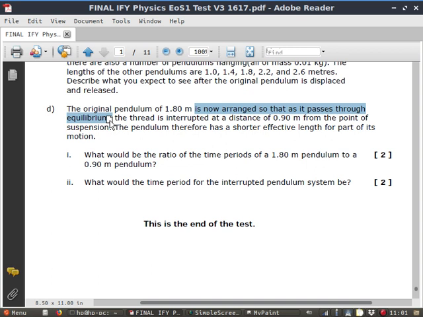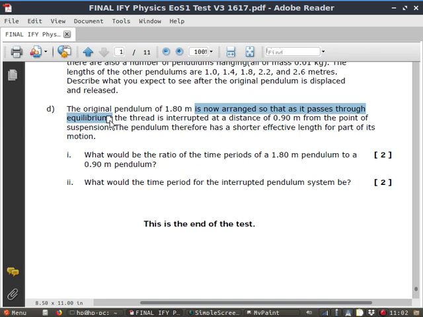Okay, and I think we also need to assume it starts from equilibrium. Original pendulum. Yeah, because it's arranged so that it passes through equilibrium. The thread is interrupted from the point of suspension. But the "as" is not clear. The "as" doesn't tell me if we should A, assume it starts from equilibrium, B, that we grab it when it's at equilibrium, or C, both.